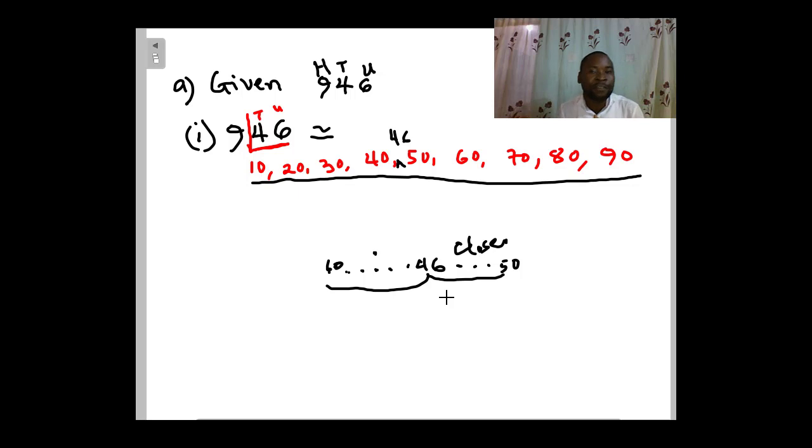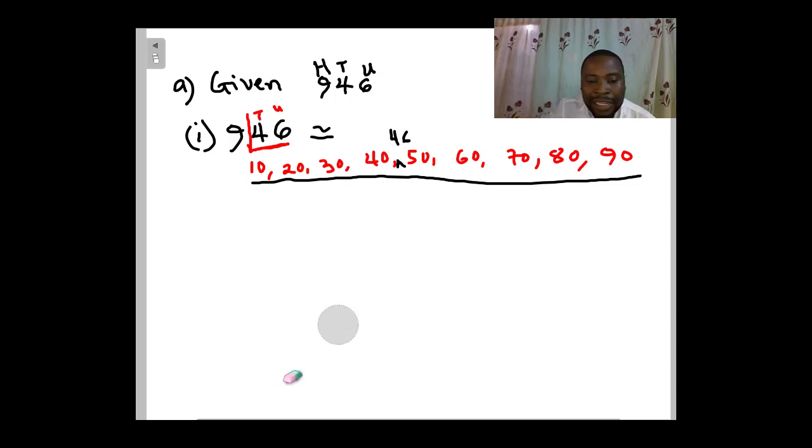40 is 4 tens, 50 is 5 tens. So that means 46 is closer to 5 tens than it is to 6 tens. Yes, it is in between 40 and 50, but it is closer to 50 than 40. So because of that, I will now come to this place and say, okay, instead of 46, my 9 is still going to remain here, but instead of 46, I am going to write 50 in the place of 46.